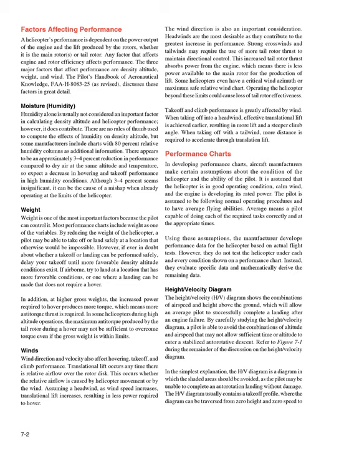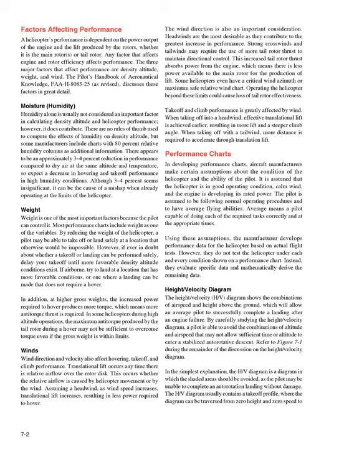Strong crosswinds and tailwinds may require the use of more tail rotor thrust to maintain directional control. This increased tail rotor thrust absorbs power from the engine, which means there is less power available to the main rotor for the production of lift. Some helicopters even have a critical wind azimuth or maximum safe relative wind chart. Operating the helicopter beyond these limits could cause loss of tail rotor effectiveness. Takeoff and climb performance is greatly affected by wind. When taking off into a headwind, effective translational lift is achieved earlier, resulting in more lift and a steeper climb angle. When taking off with a tailwind, more distance is required to accelerate through translational lift.